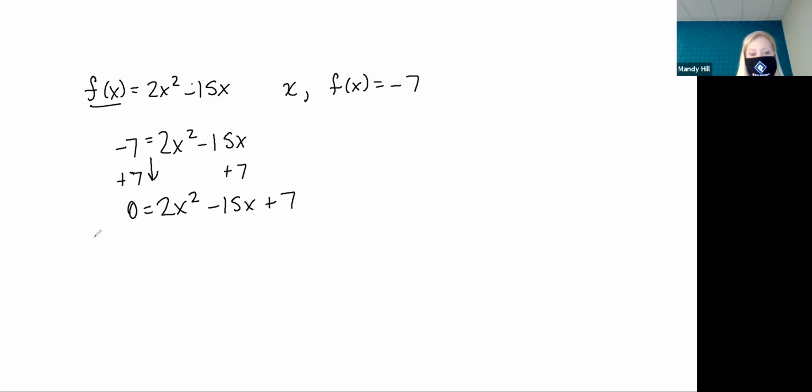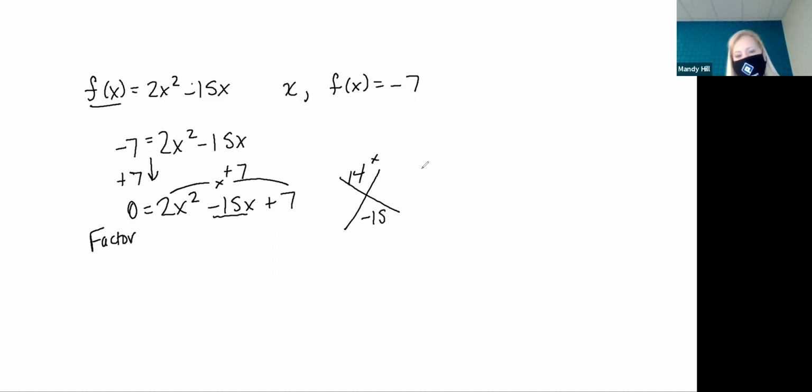Okay, once I get it like this, I want to see, can I factor anything out of that? In other words, 2 and negative 15 and 7, but they don't have anything in common. So I want to go straight to 2 times 7, 14. So I want something that multiplies to 14 but adds to my middle term of negative 15.